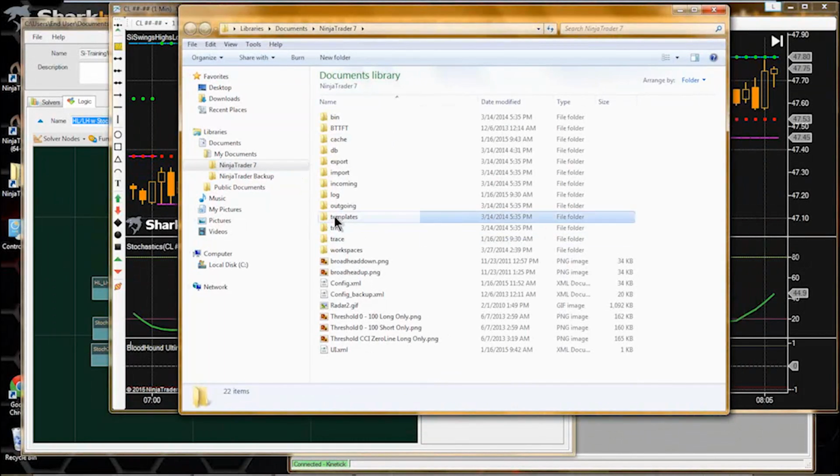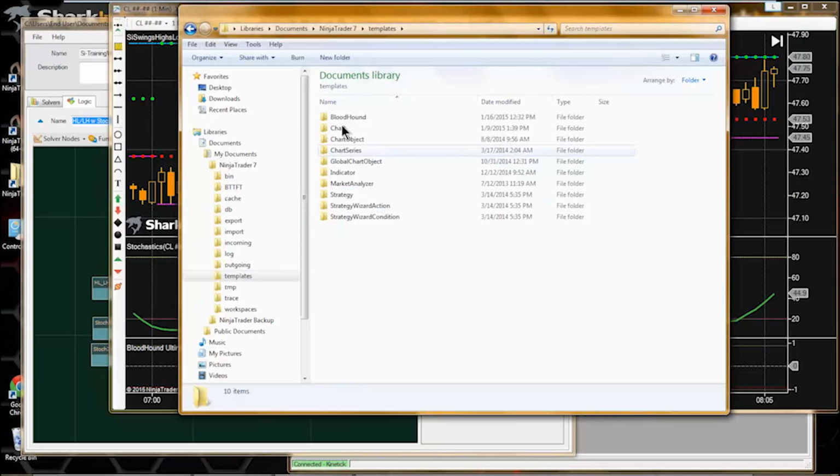Just to kind of give a little explanation, right, I'm looking inside my NinjaTrader 7 folder, and you can see there's a templates folder in here. So under Documents, My Documents, there's a NinjaTrader 7 folder, and then there's a template folder. I can go in here. You'll see there's a BloodHound folder and a chart folder. So obviously the BloodHound files go in this BloodHound folder, and the NinjaTrader chart templates go in their chart folder.